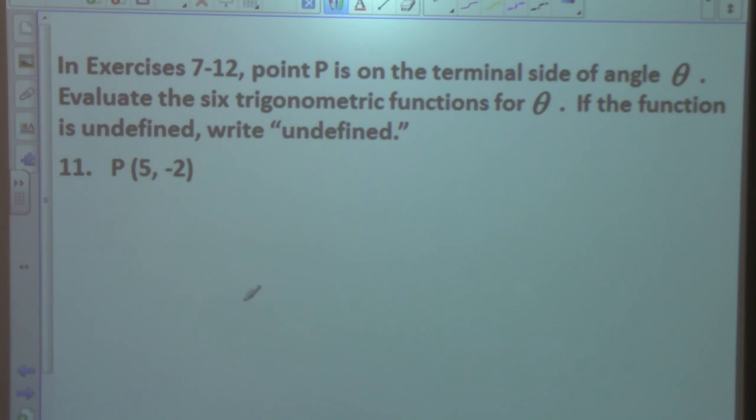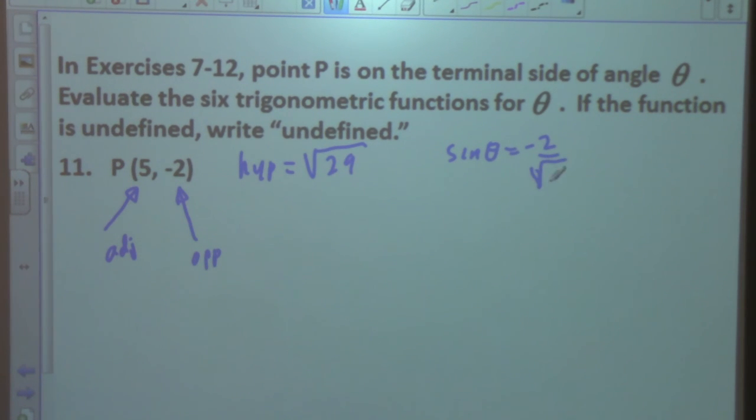So the adjacent is gonna be 5, and then the opposite is gonna be -2. Okay, so the hypotenuse will be, not negative, the square root of 29. Your sine of theta is gonna be -2 over square root of 29.